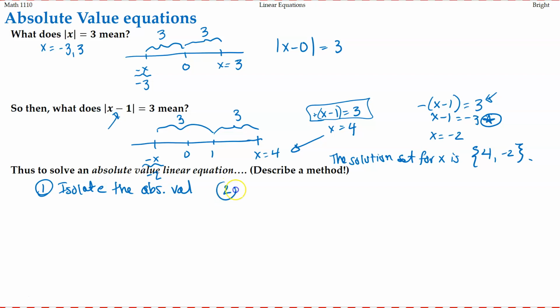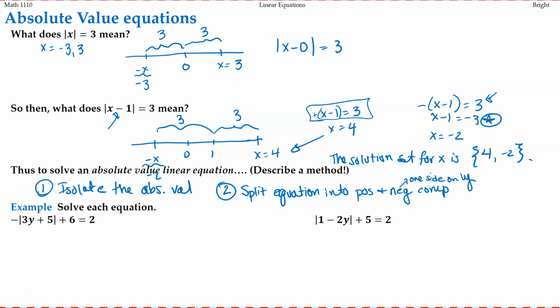And then second, after we isolate it, we're going to split the equation into positive and negative components. And I'll say the negative, if you notice, the negative only went on one side. Okay, and just a note on this, one side only. All right, and then after that, you just go ahead and solve. Okay. Solve each equation.